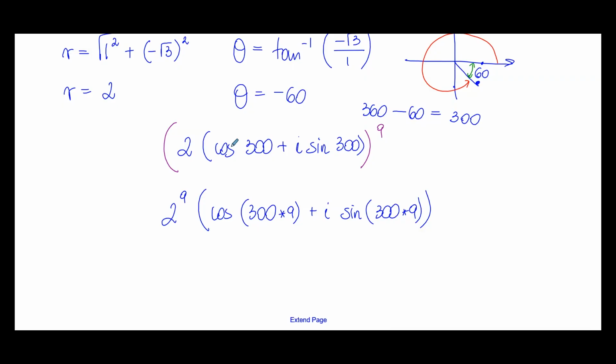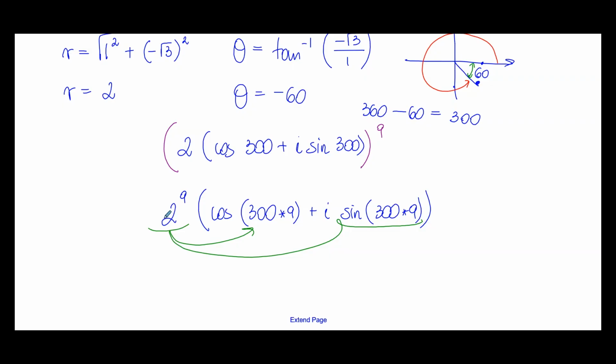We changed from rectangular to polar form. Now we have applied the theorem. The next thing is to simplify, so basically go back to rectangular. How do we do that? 2 to the power of 9 multiplied by cos of 300 times 9, and then again 2 to the power of 9 multiplied by sin of the same angle.